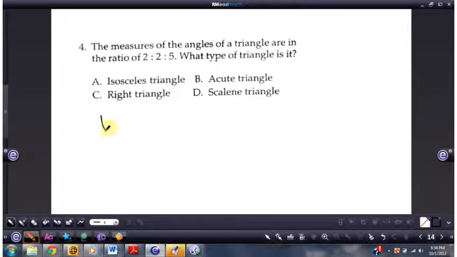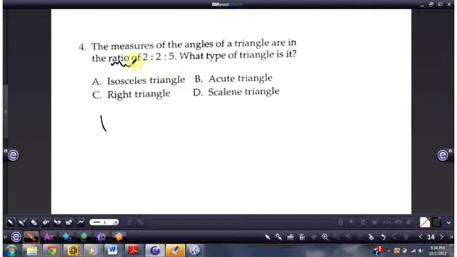Here we go again. We've got the measures of the angles of a triangle are in the ratio, there's that word, of 2 to 2 to 5. What type of triangle is it? Now, in this case, it is not actually asking us to find out the smallest or the biggest. It's just trying to tell us that the measure of the angles are 2 to 2 to 5.